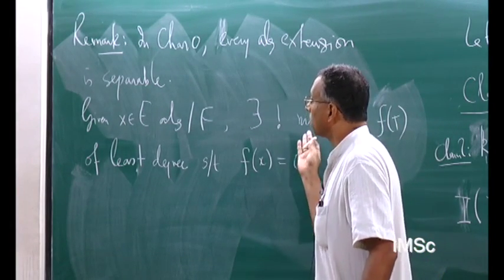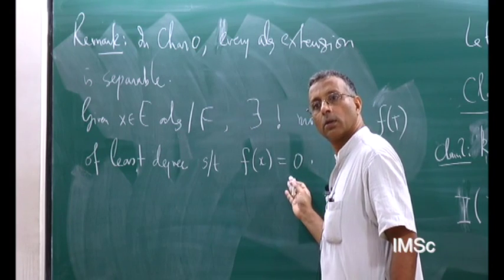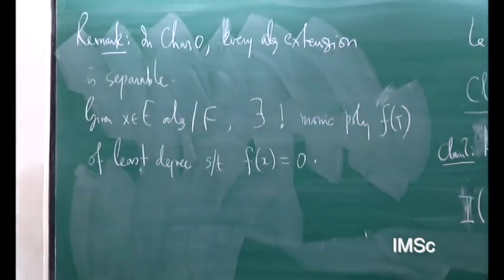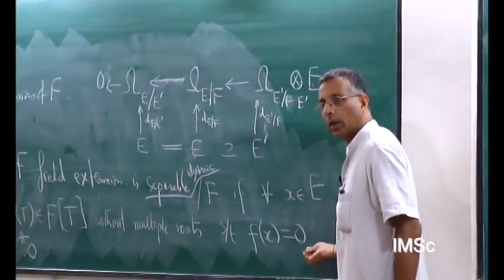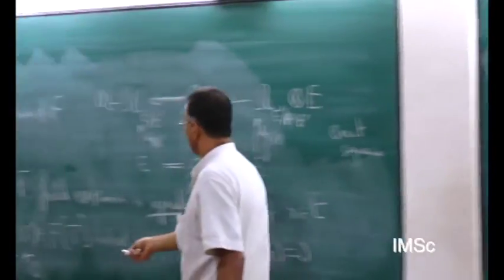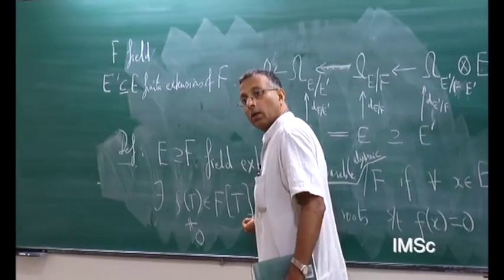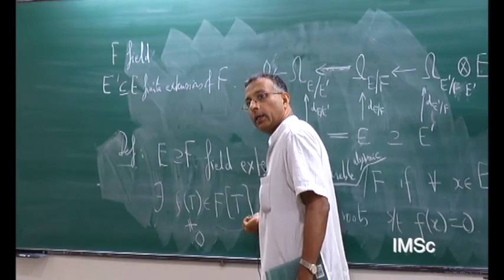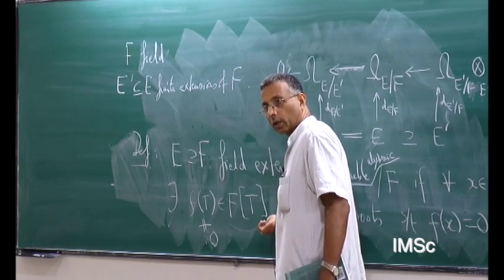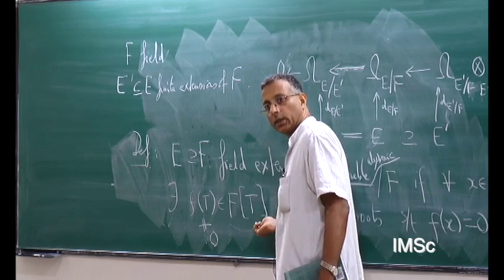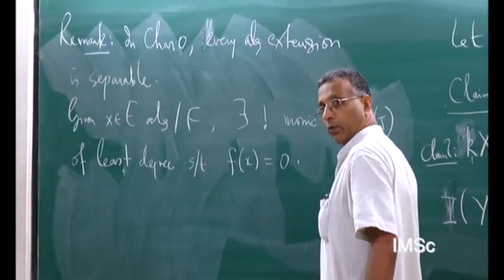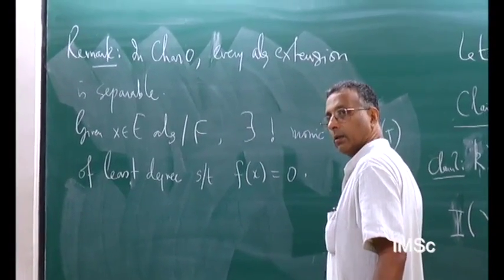This is just from the fact that all the f with this property form an ideal in F[t], and an ideal is generated by a monic polynomial. There is a unique monic polynomial of least degree in any non-zero ideal here. That is just from that. Now, why is this f irreducible?